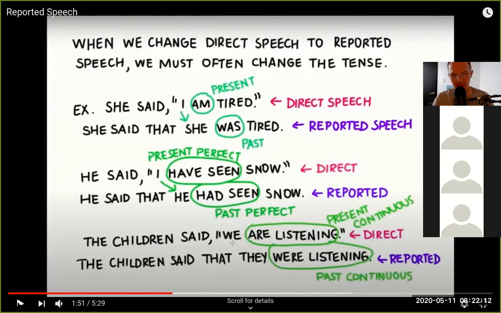Notice in all of these examples that we could also indicate time. So we could say, she said last week that she was tired, or we could say, she said that she was tired last week. Now these have slightly different meanings, but we could indicate time in the reported speech based on what she says in the direct speech. So for example, if you conducted the interview last week or yesterday, then you could say she said yesterday or last week that she was tired to indicate when she said she was tired.